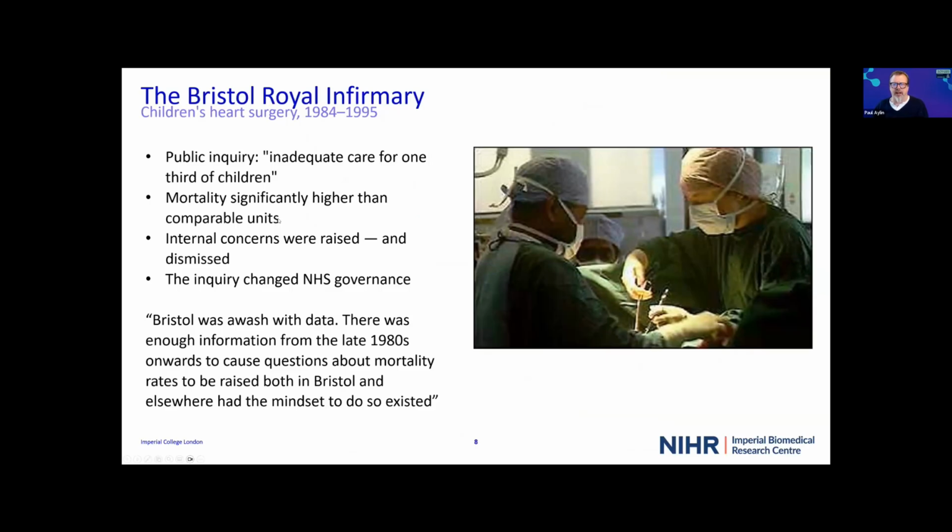Mortality was significantly higher in comparable units. Internal concerns were raised. And the recommendations arising from this inquiry really changed NHS governance. It led to the founding of what's now called the CQC, then the Healthcare Commission. And it also found, interestingly, that there was plenty of data around and people could have spotted these problems a long time ago, but nobody had bothered to look at them.